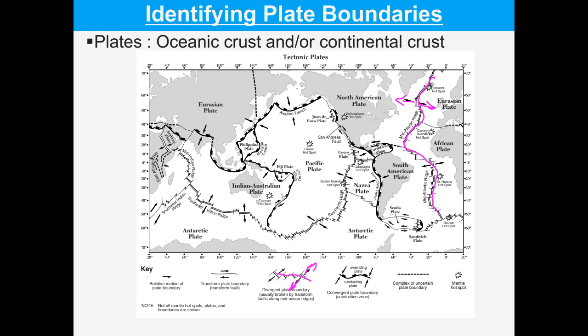We have another one right here, the East Pacific Ridge. We have other ridges right here, the Southeast Indian Ridge, and so on and so on. So you have many examples of divergent boundaries. So what happens along this divergent boundary?